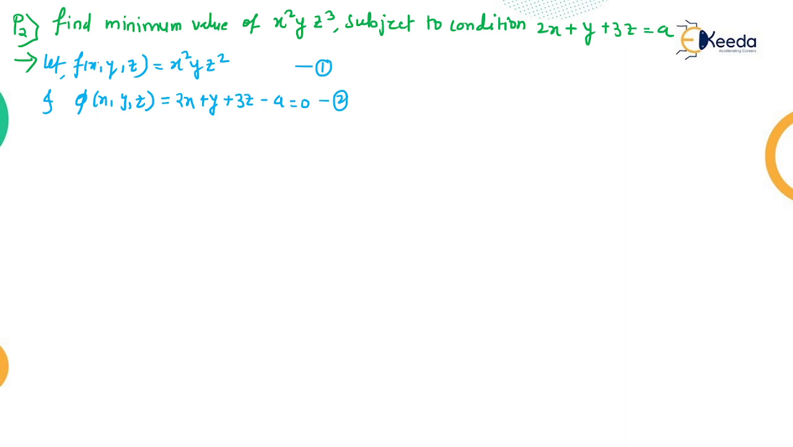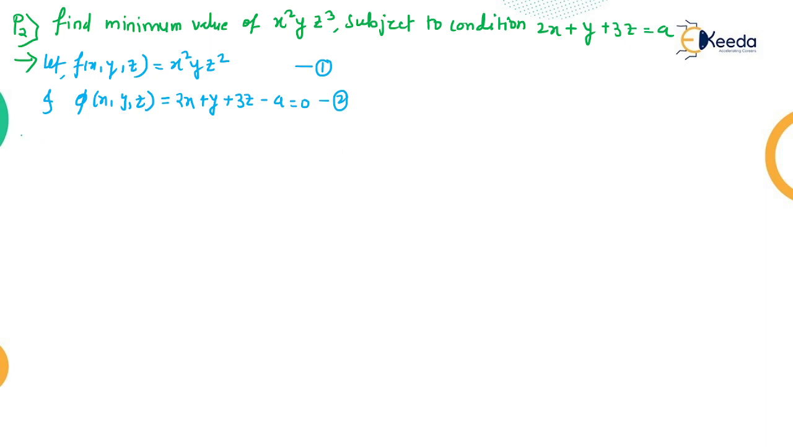Here we discuss problem number two: find the maximum value of x squared y z cubed subject to the condition 2x + y + 3z = a. So let f(x,y,z) = x²yz³ and φ(x,y,z) = 2x + y + 3z − a. You have to remember that every conditional statement must be written in the form of a function φ(x,y,z).